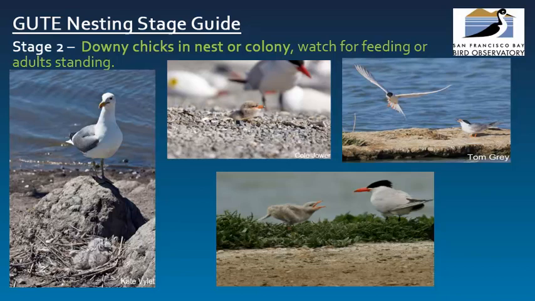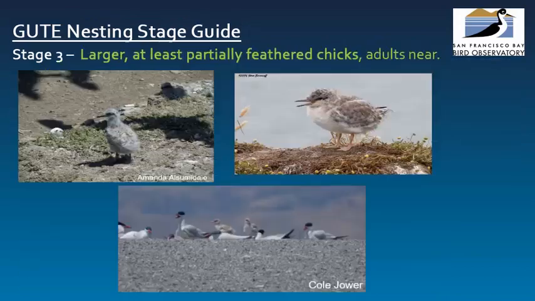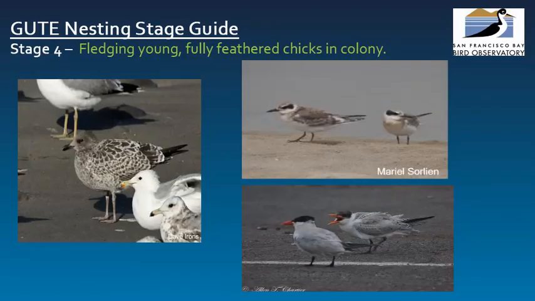Stage 2 will consist of small downy chicks with soft feathers. Adults will likely be at the colony feeding them or standing near them. Count the number of chicks you see at this stage. Stage 3 will consist of larger chicks that have lost some of their down and are growing new feathers. The adults will still be nearby. At stage 4, you will see chicks that are fully feathered. Count the number of chicks you see at this stage.